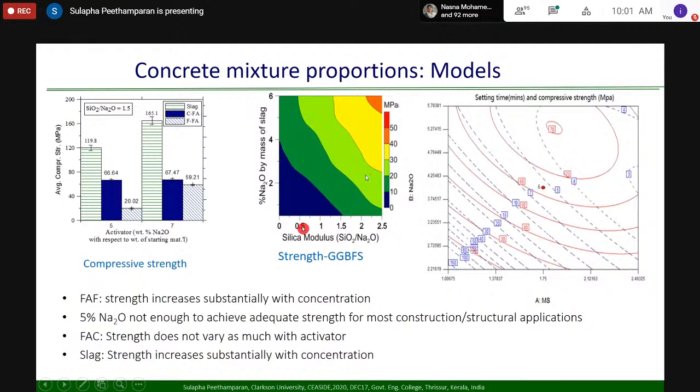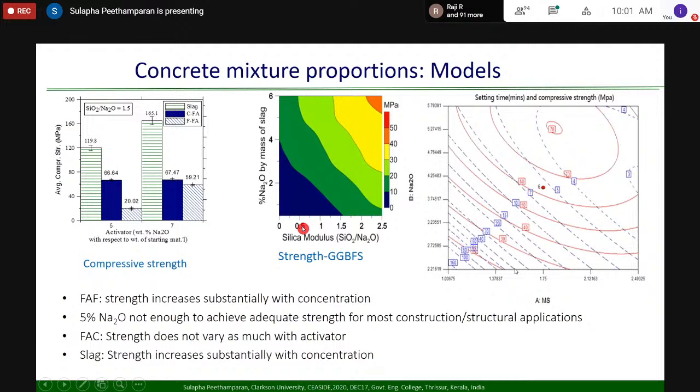So any person who doesn't have knowledge of this solution and things like that, who just wants to create a concrete with 40 MPa, can go here and find how much Na2O I need in the solution and what should be the silica content. I can go to this chart and come up with the mixture proportion. You can also do that kind of evaluation.